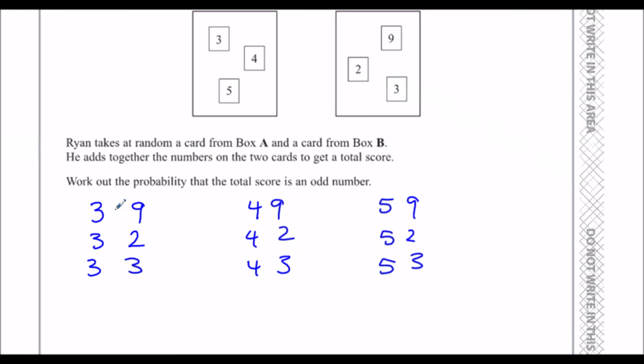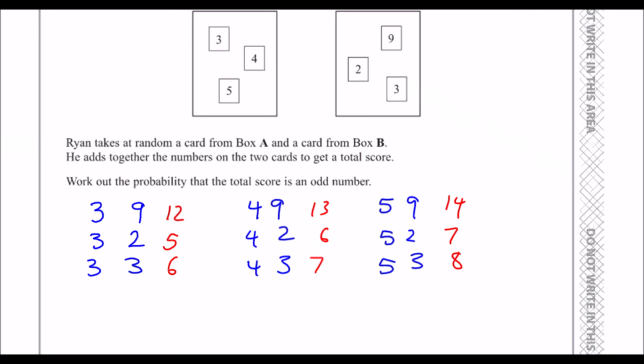So I would say add them together. So 3 and 9 is 12. 3 and 2 is 5. 3 and 3 is 6. 4 and 9 is 13. 4 and 2 is 6. 4 and 3 is 7. 5 and 9 is 14. 5 and 2 is 7. 5 and 3 is 8.